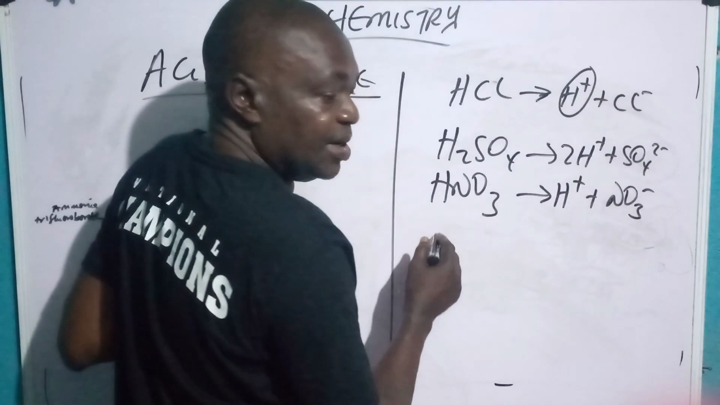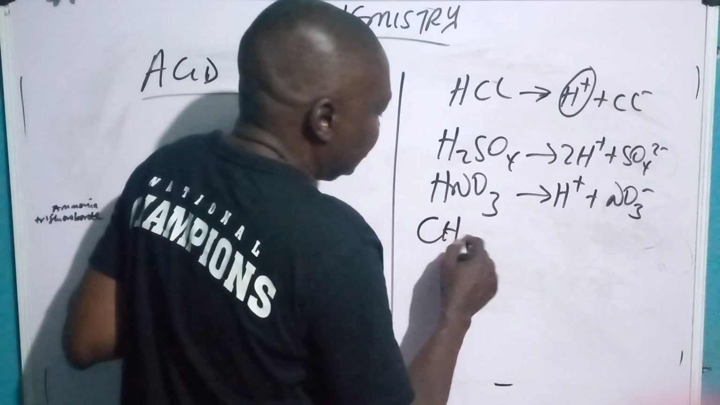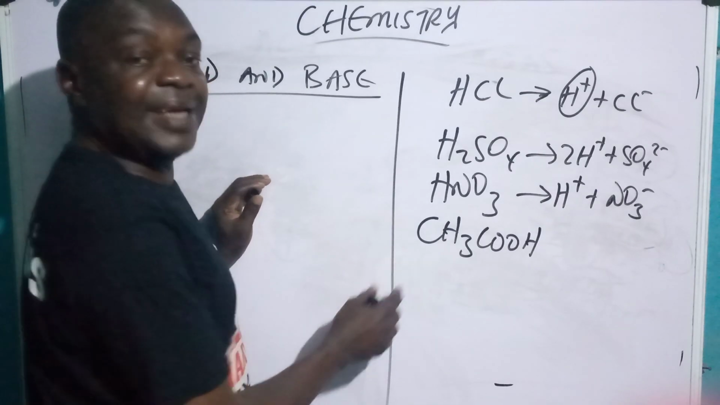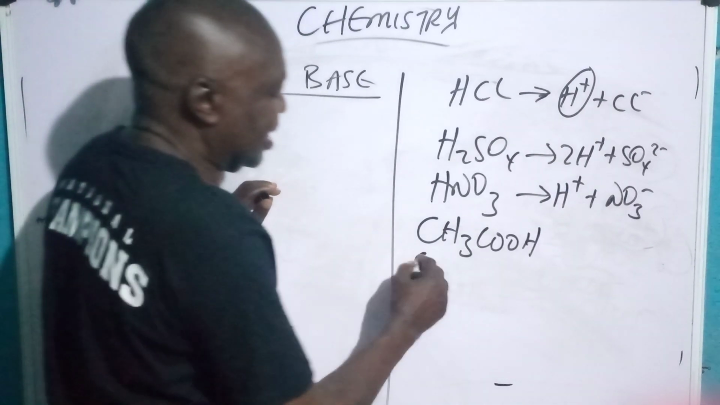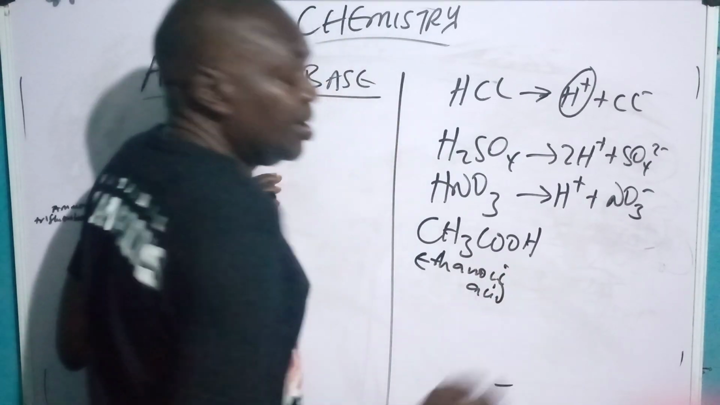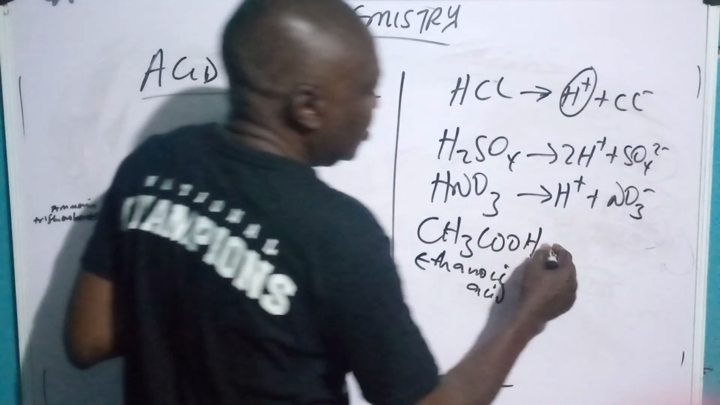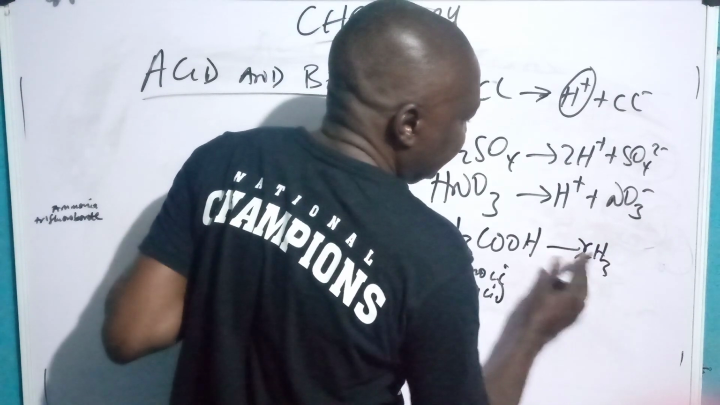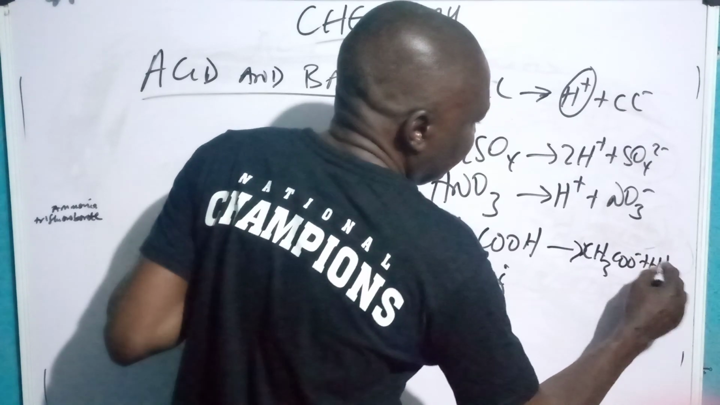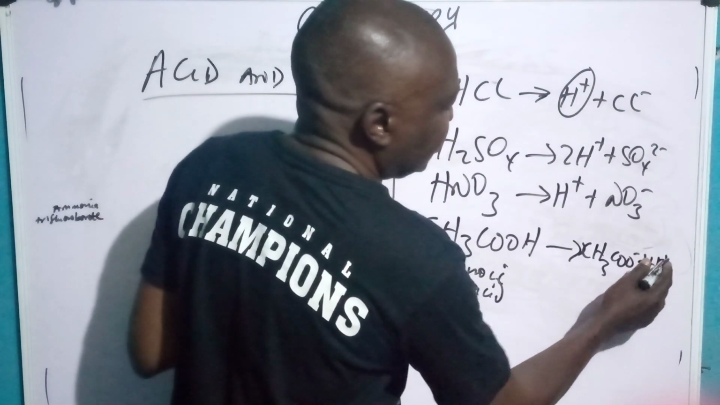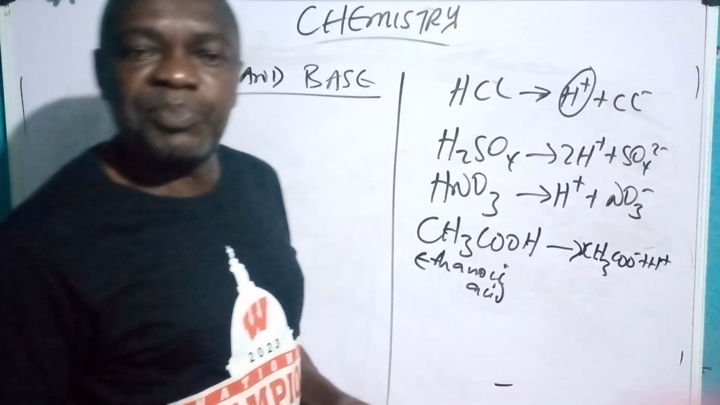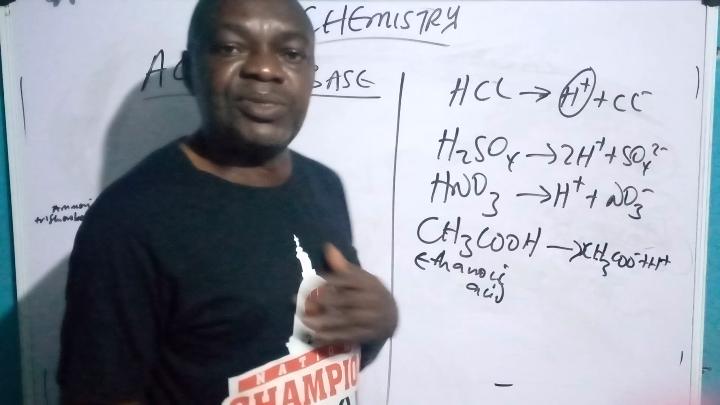Then you also have organic acid. This is an example of organic acid. It's called ethanoic acid. It does not undergo full dissociation. So it gives CH3COO minus plus H plus. So you see it's not full dissociation because there are still hydrogen ions here. So this is a weak acid. These are some examples of acid based on the definition.